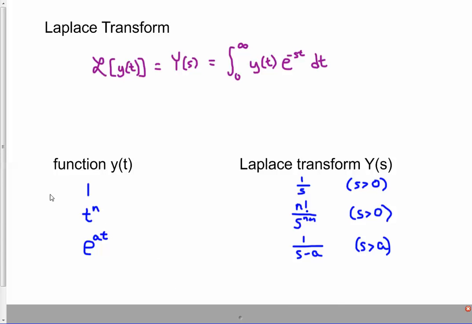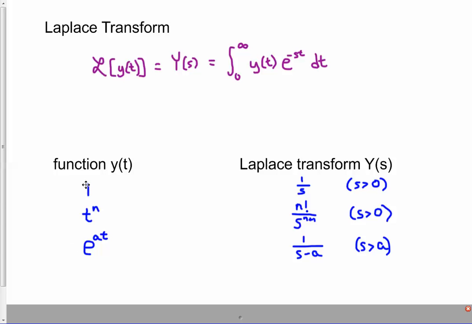By the way, just something to note, the function y of t equals 1 is really a special case of t to the n, right? We could take n to be 0. T to the 0 would give us 1. And so it's a nice little check to make sure that when n equals 0 over in the Laplace transform side, we get what we have figured out the Laplace transform for 1 is. And we do, right? If you put in a 0, 0 factorial is 1, and we'd have s to the 1 in the bottom. So we would get 1 over s.